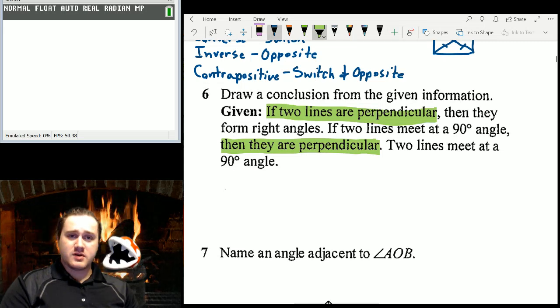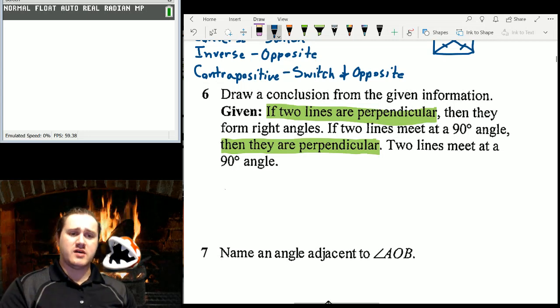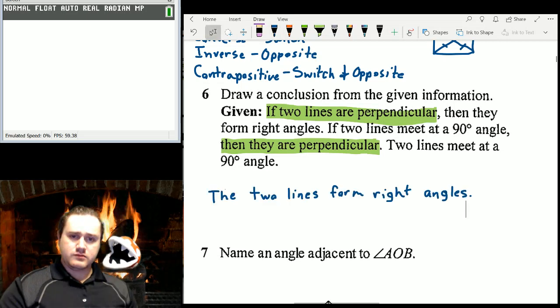Okay, so that is one of the parts of it, but it gives this extra information here saying that the 2 lines meet at a 90-degree angle. So that 2 lines meeting at a 90-degree angle satisfies the hypothesis of our new statement. If it satisfies the hypothesis, then you can say that the conclusion is true. Therefore, we would end up saying the two lines form right angles. So again, basically you're satisfying the hypothesis, you get the conclusion.